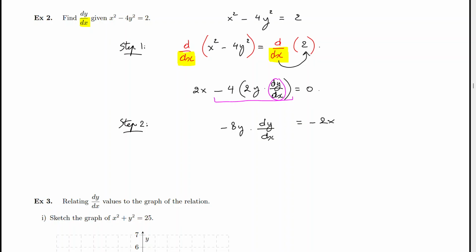So this step is the isolate step, meaning figure out where your dy over dx is. Whatever term it's in, make sure that that term is all alone on one side of the equation. That means move everything else to the opposite side.